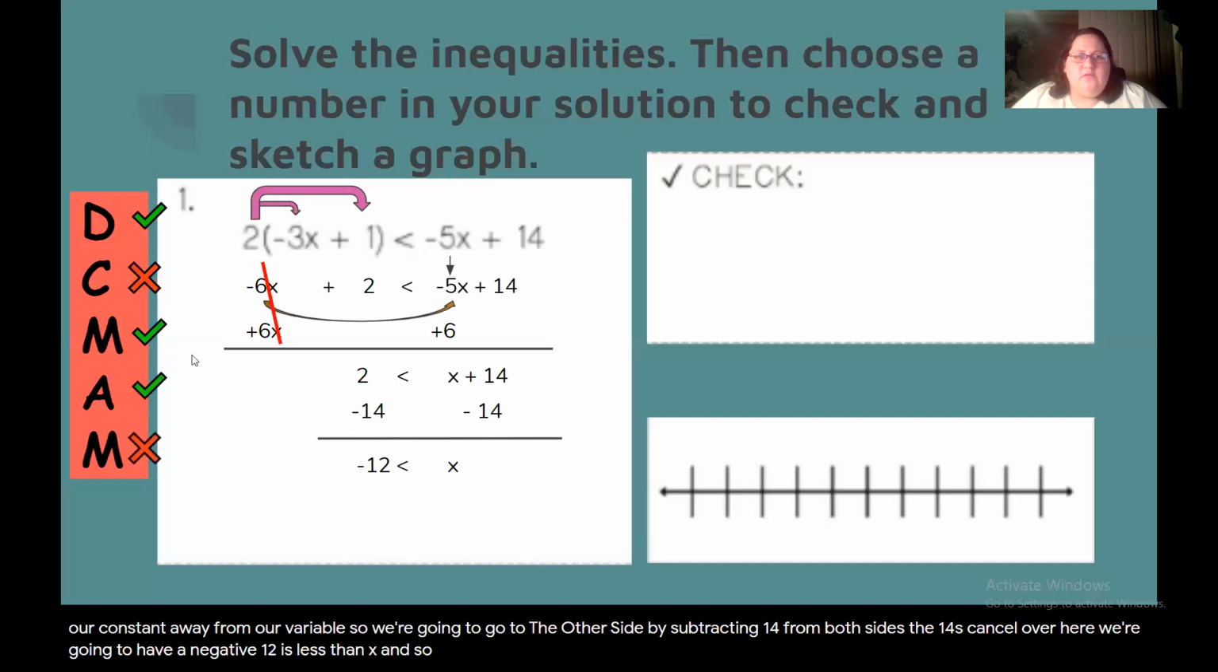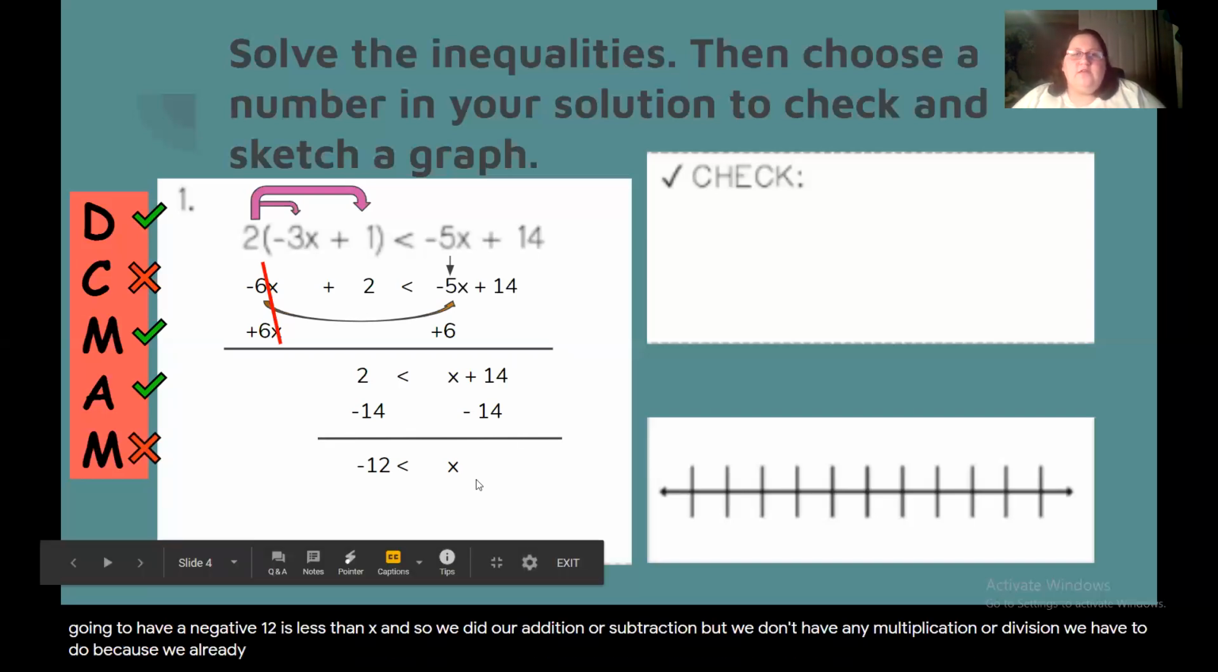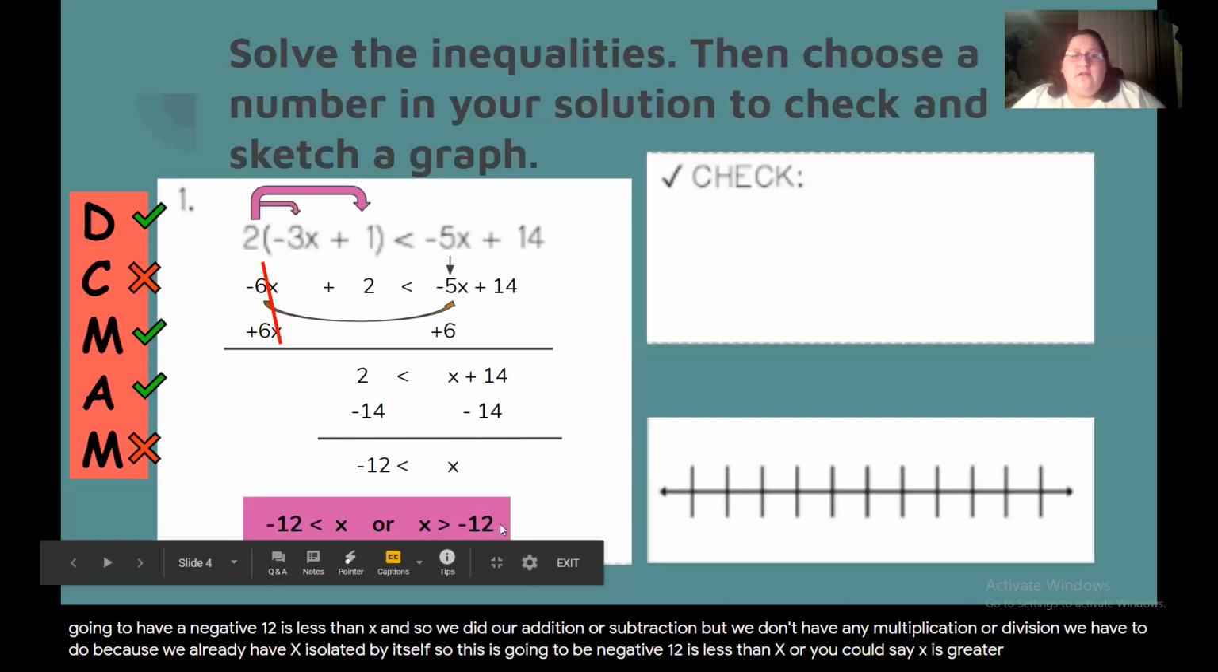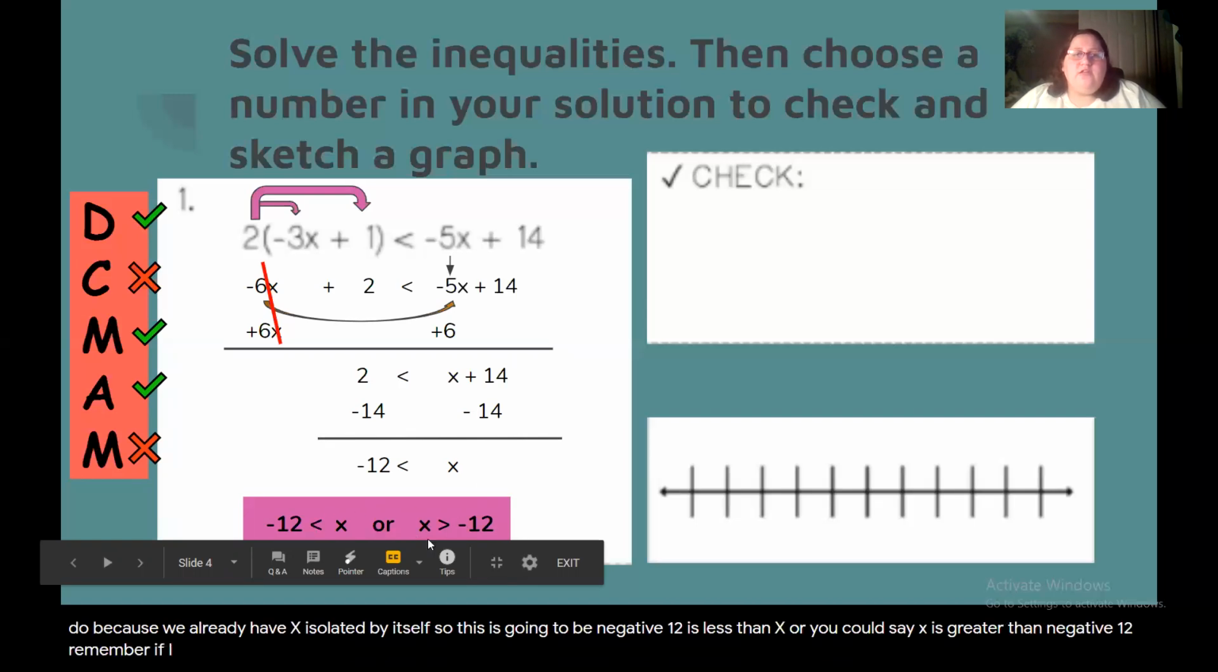And so we did our addition and subtraction, but we don't have any multiplication or division to do because we already have x isolated by itself. So this is going to be negative 12 is less than x, or you could say x is greater than negative 12. Remember, if I want to rearrange it, I have to flip the sign. So now we're going to check.